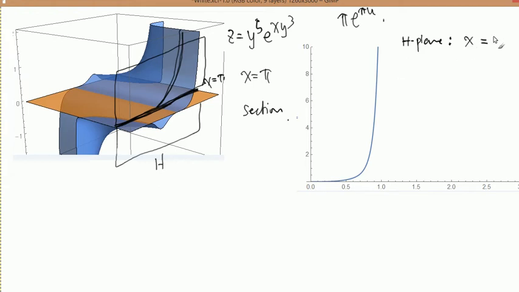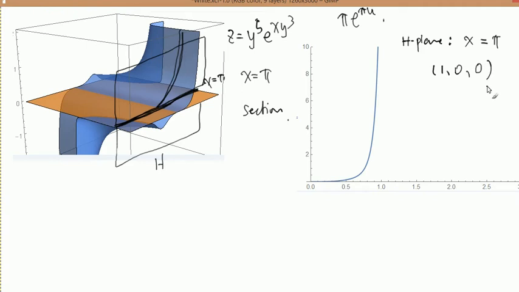X equals pi, right? Remember we call x equals pi, and then this plane is where everything is x equals pi. There is no y or z component to the normal vector, nothing. So what is the normal vector of this plane? 1, 0, 0. That's the normal vector of this plane.